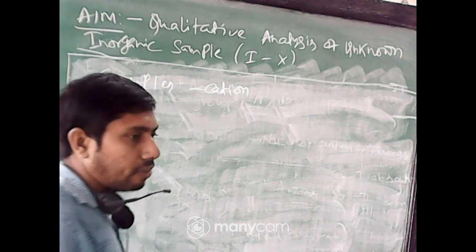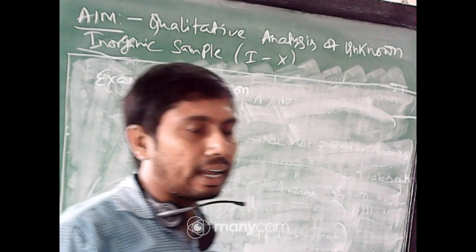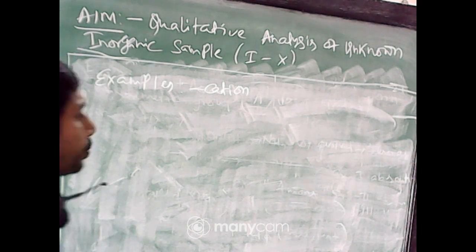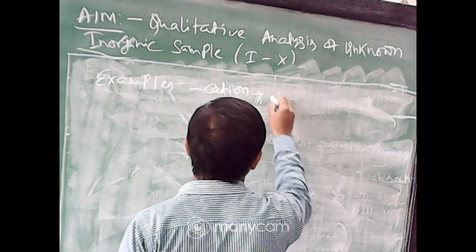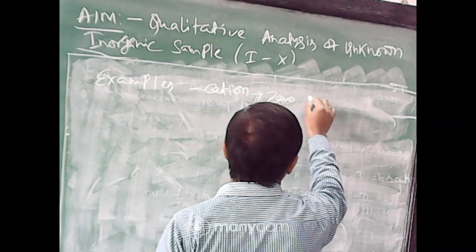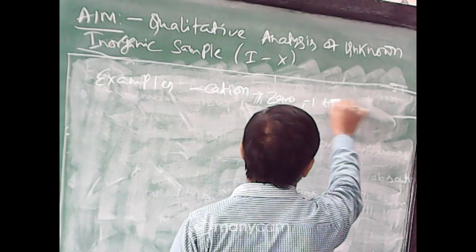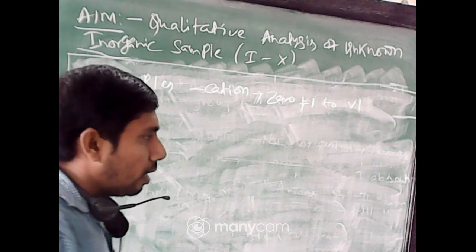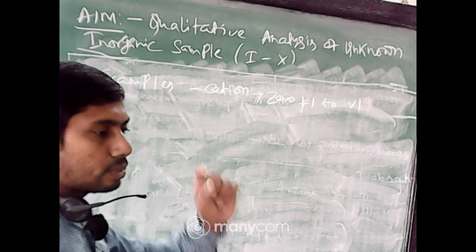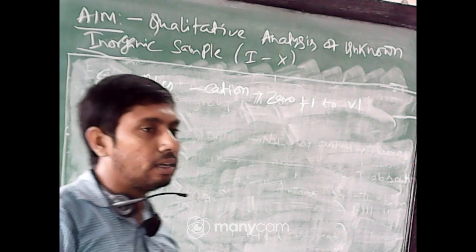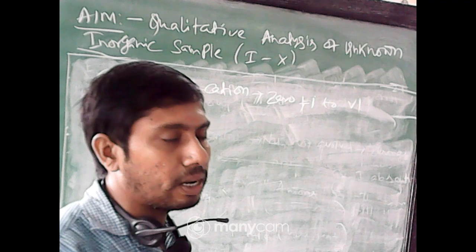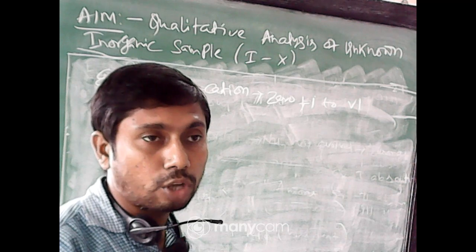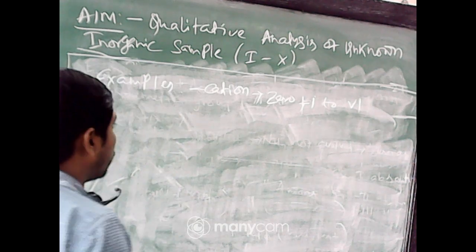These cations are divided into groups depending on their solubility product. These groups are group 0 and groups 1 to 6, and each of these groups contains some selective cations. They are classified according to their similar types of tests and also their solubility product. One is the test, another one is the solubility product.